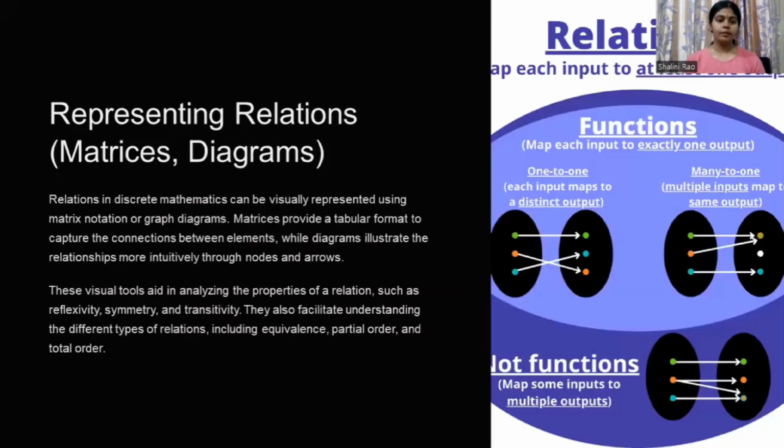Representing relations. Relations in discrete mathematics can be visually represented using matrix notation or graph diagrams. Matrices provide a tabular format to capture the connections between elements, while diagrams illustrate the relationships more through nodes and arrows. These visual tools aid in analyzing the properties of a relation, such as reflexivity, symmetry, and transitivity. They also facilitate understanding the different types of relations, including equivalence, partial order, and total order.